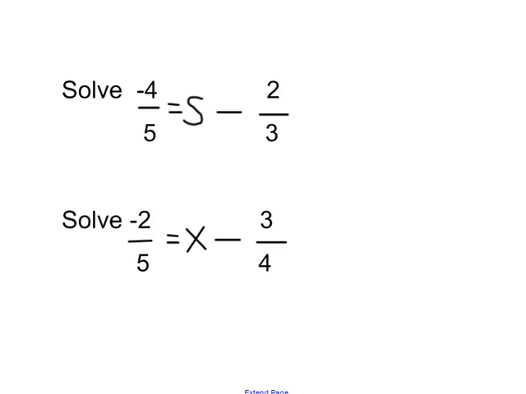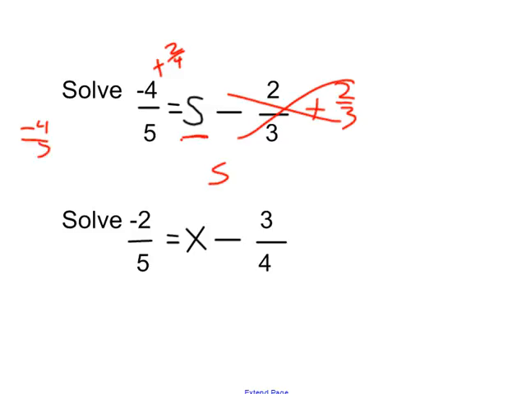Similar problems here. This one's a little bit more difficult in that it involves fractions, but the processes are exactly the same. I want to isolate the s all by itself. To do that, I'm going to do the opposite operation, which means I'm going to add 2/3, and I'm going to do it to both sides. These 2/3 cancel out, leaving just s, and I've got a negative 4 over 5 plus 2 over 3 here.